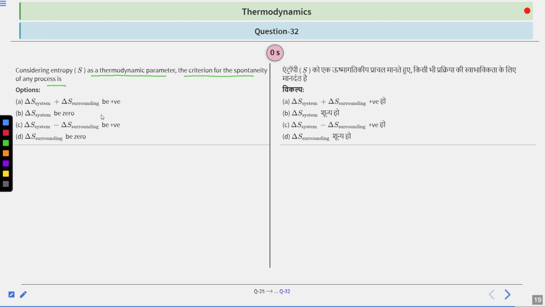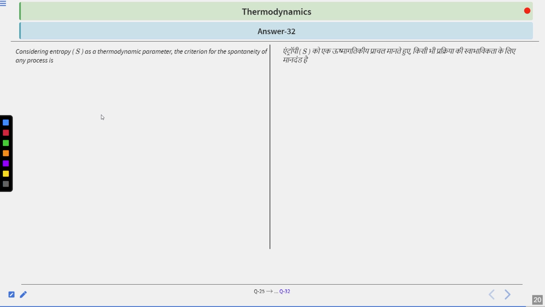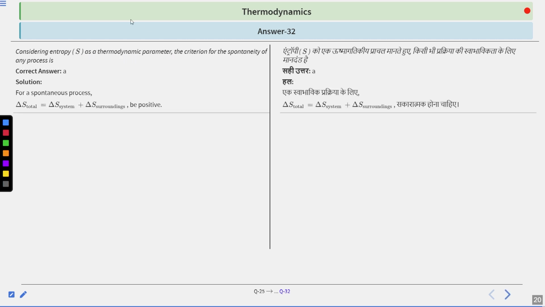Okay, let us see the solution. Again, this was your question that entropy is a thermodynamic parameter, and the criteria of spontaneity is. Your correct answer is A. How? For a spontaneous process, delta S total should be greater than 0, as I have told you. And the sum of these two is equal to this. Therefore, delta S system plus delta S surrounding should also be greater than 0.